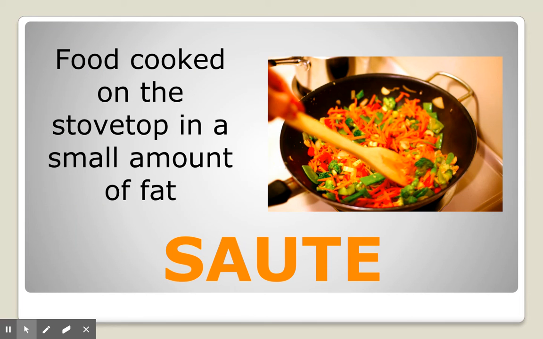This term is sauté. This is when food is cooked on the stove top in a small amount of fat. So you put in some oil. Oftentimes it's vegetables or meat that are sautéed. Maybe you use a wok, maybe you use a skillet, electric skillet, or a frying pan to do that. But it's cooked on the stove top or on top of a heating source.